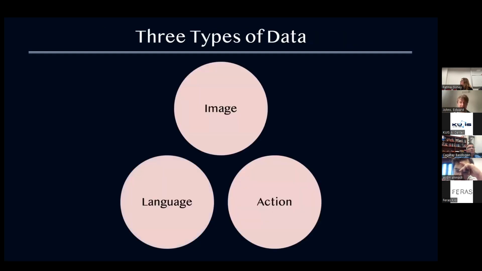So let's talk about 3 types of data. Remember, my talk is about images, language, and actions. We haven't really talked about language yet. We've talked about images and actions a lot because the robot has to take in an image and predict an action. I'm going to now start introducing language. And language enables us to do very interesting things with robots that we can only really do with language.